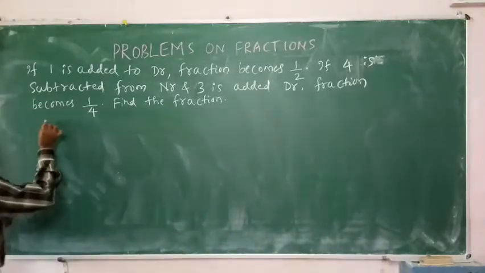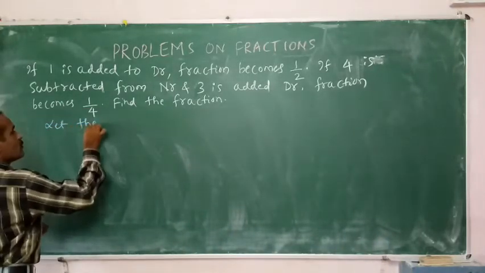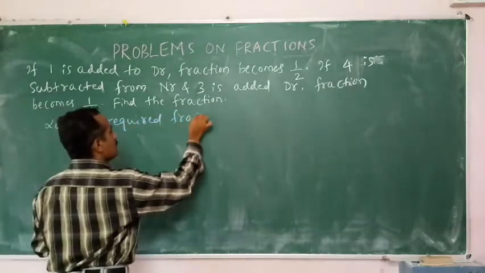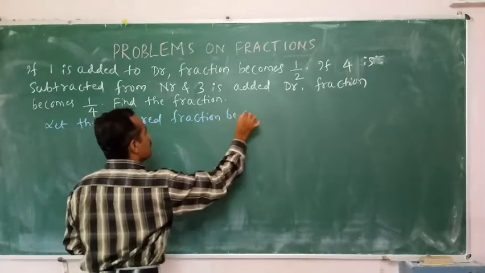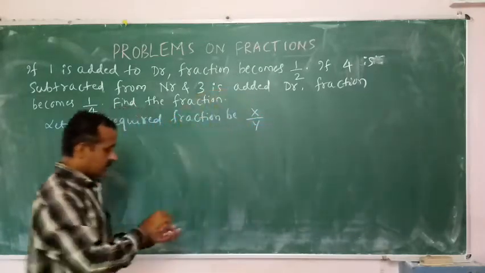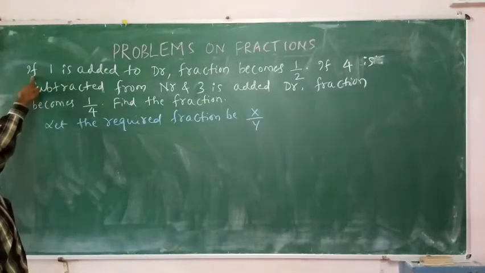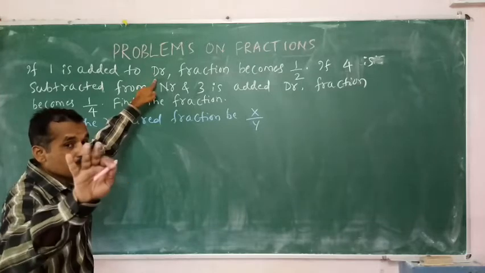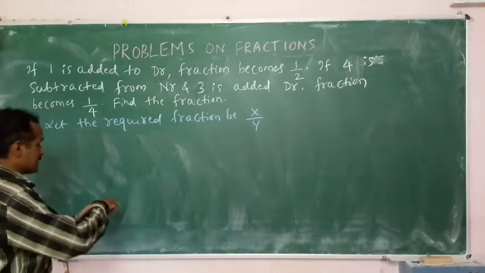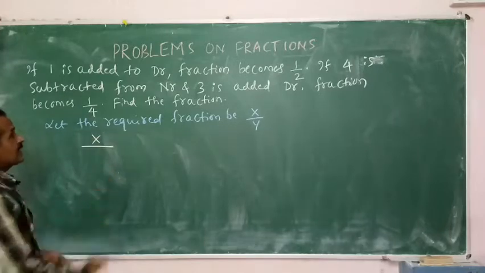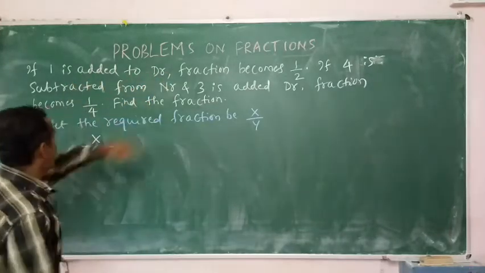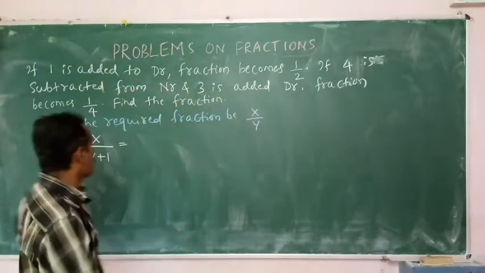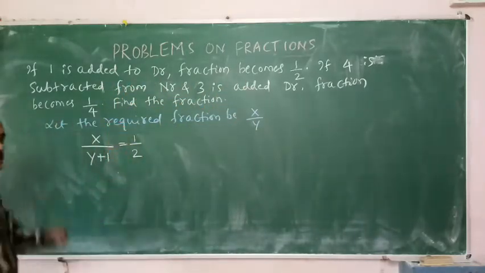Come on, let us start. Let the required fraction be x by y. For the first condition, 1 is added to the denominator, that means nothing for the numerator. Let me keep it as it is. x remains as it is. 1 is added to the denominator, y plus 1. The fraction becomes 1 by 2.